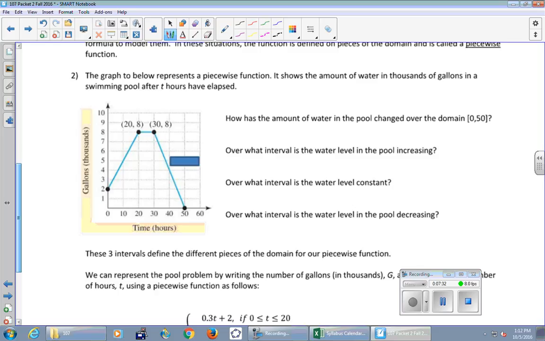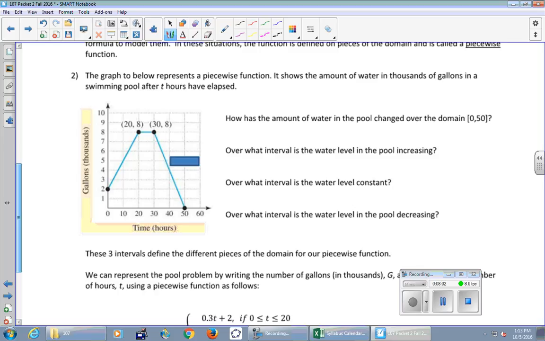How much water was in the tank to start? 2,000 gallons. And then what happened to the amount of water? It increased linearly until we stayed steady up there at 8,000. And then how long were we steady? 10 hours, right? And then it started to decrease until we emptied. You can see it's down here on the x-axis. Okay, so that's the answer to the first question. I'm not writing any of that.